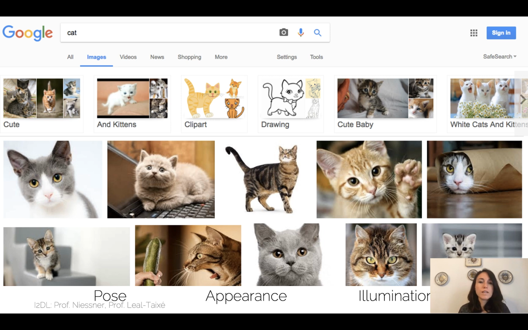dark. So essentially, even if we just Google the word cat, we'll see all these different cats appearing with all these different poses, appearances, and illuminations. And our classifier actually has to be robust to all these transformations. So it needs to be able to parse all these images and say that all these images actually are showing the image of a cat.